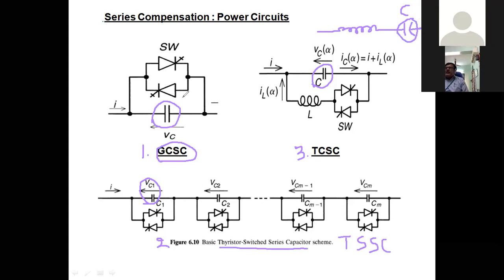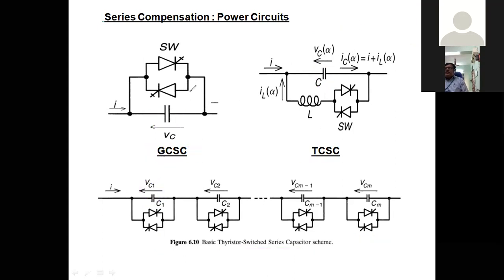Then only the switching devices are different. In this case, the switching device is GTO, gate turn off thyristor. In the second one, the switching device is a thyristor. Even in the third case, we take a thyristor as the switching device, and of course we use it as a TCR. Here all the three power circuits are presented in a single page. You can see that, all three are presented. Then we'll see the difference.